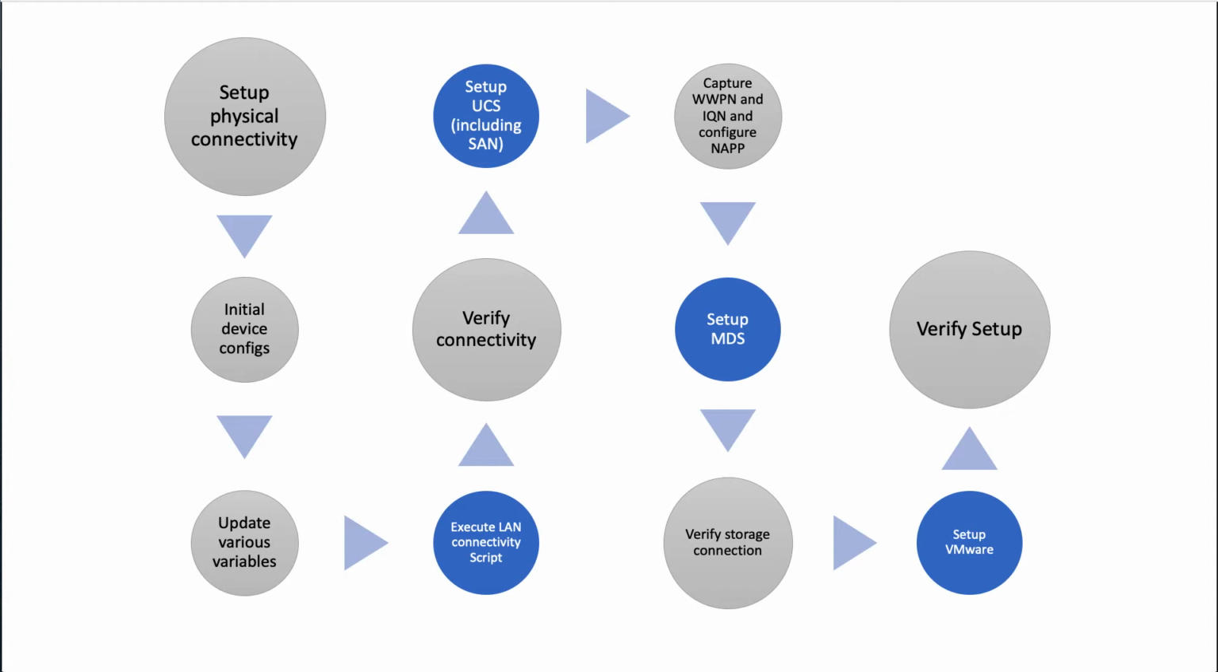So the script goes in and configures the Nexus devices with the VLANs which the customers have chosen. It goes into the UCS and configures the VLANs as well as various port configuration. Once the script completes, customers need to log in and verify the connectivity.